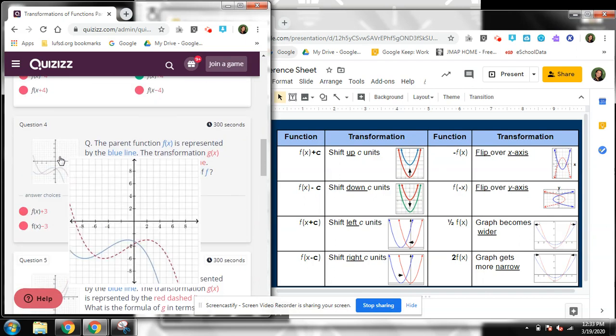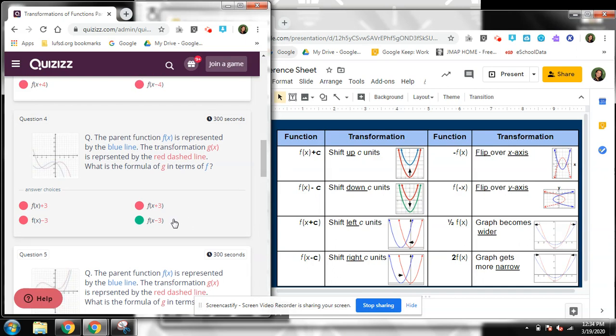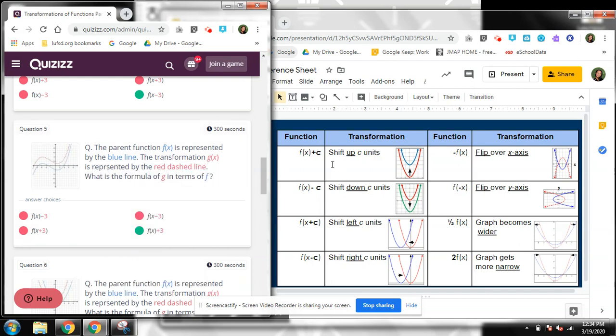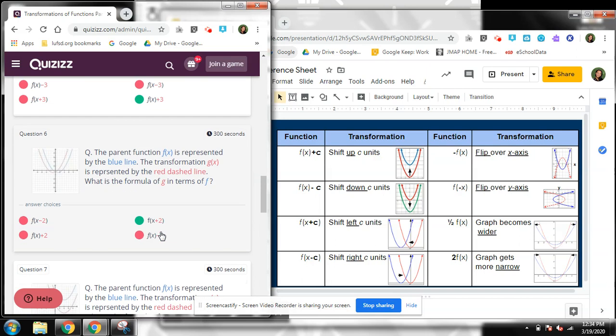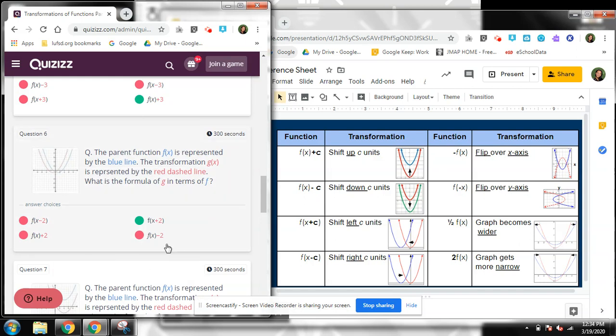Number 4, moving along. Here, which way are we shifting? From blue to red, we are shifting to the right. So here, we are shifting to the right. We're going to be inside a parentheses, and we need a subtraction symbol right here. Very good. Next picture, which way are we shifting? We're shifting up. In order to shift up, we are adding outside of a parentheses. Number 6, almost done. Stay with me. We are shifting left. So in order to shift left, we are adding inside of parentheses right here.